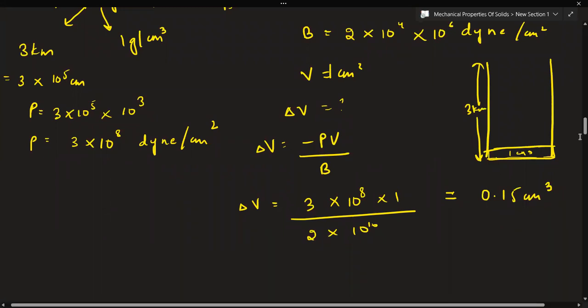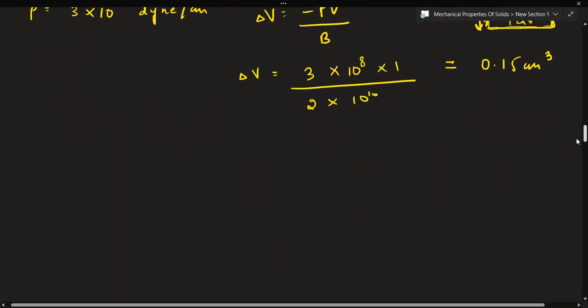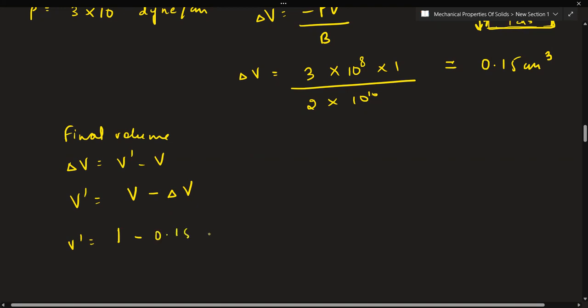Yes, ma'am. Now see, the change in volume is basically final volume minus initial volume. So the final volume, this V dash, would be equal to V minus delta V. Initial volume is 1, the change in volume we have calculated as 0.15. This gives 0.85 centimeter cube. This is the final volume.